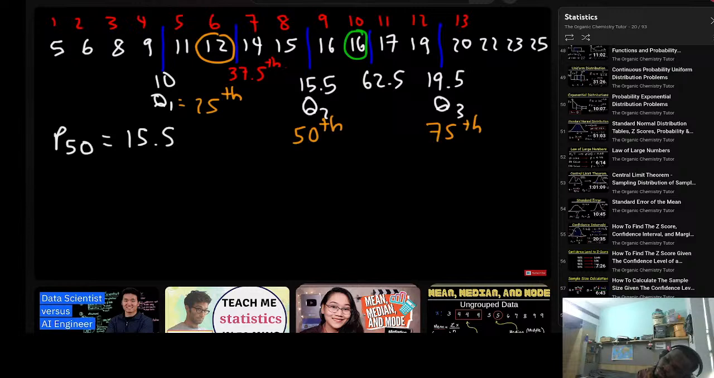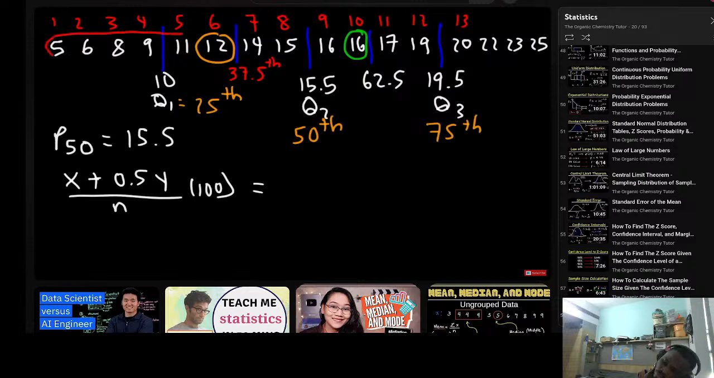But let's see if we can do some math to get the answer. To find it, you could use this formula. It's x plus 0.5y divided by n times 100. So what is x? In this formula, x is the number of numbers that is less than 12. So all these numbers are less than 12. So there's 5 numbers less than 12. Thus x is 5.